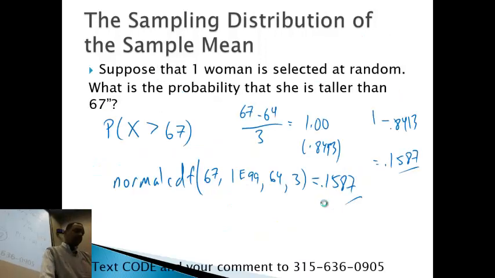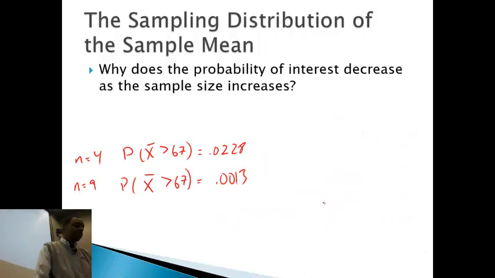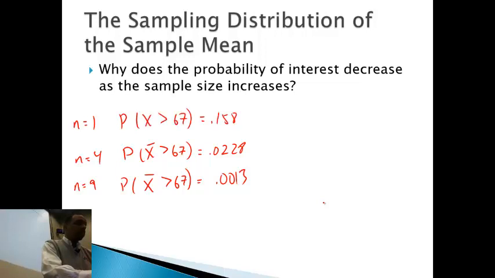And then in the very first case, for one woman, it was 1587. So if you look through your notes, we did 3 examples, and you guys can probably see it more clearly than I can on the slides. The probability got smaller and smaller and smaller. Well, why does that happen? What do you think happened?